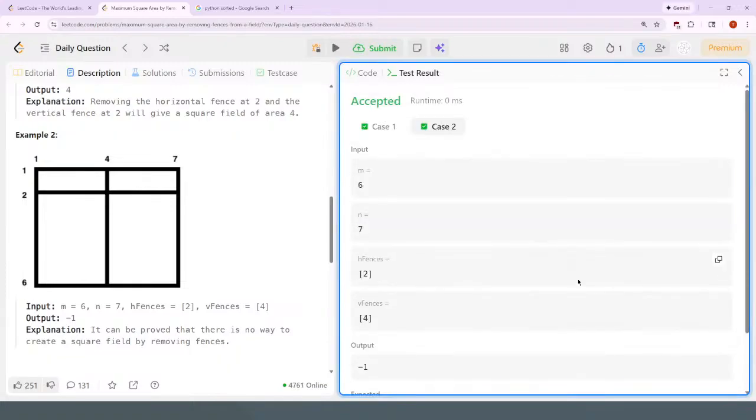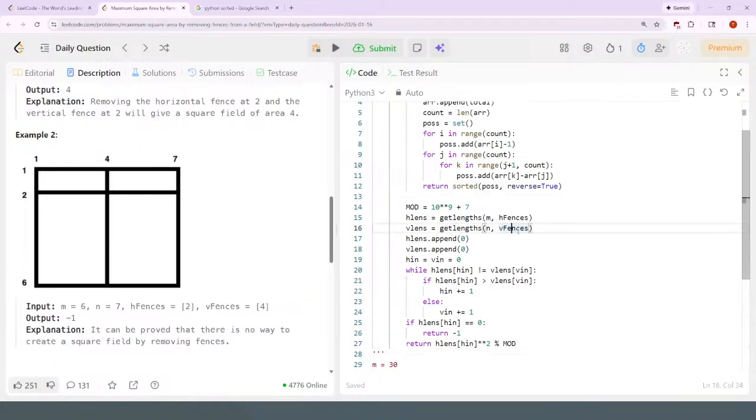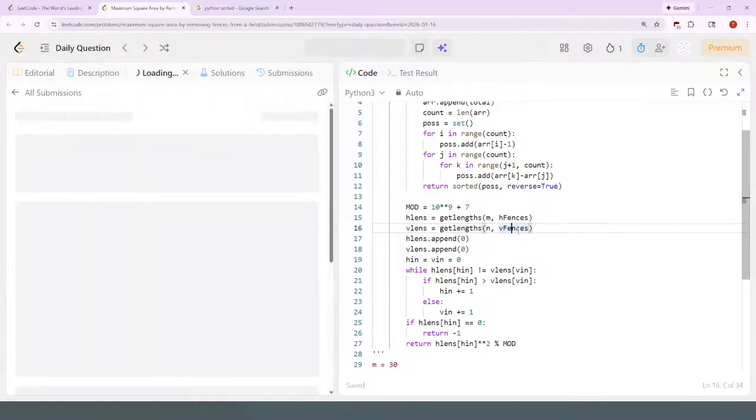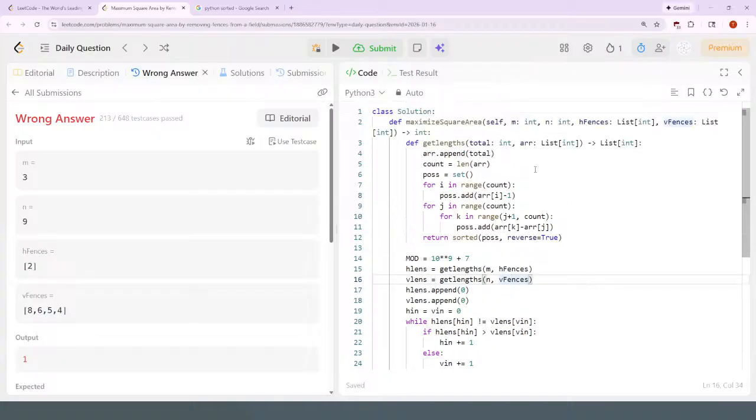This might be too slow. It's a lot of... oh, it's n squared for sure. Oh boy. Oh, did I forget to sort? Yeah, I think I need to sort the arrays originally.